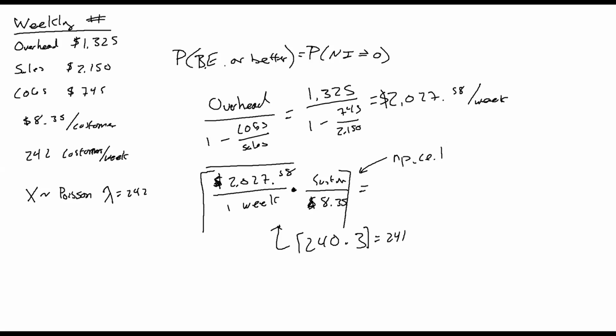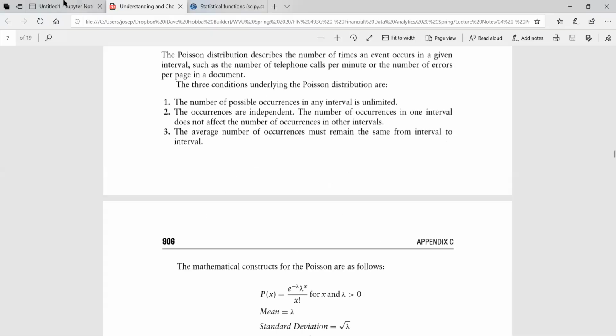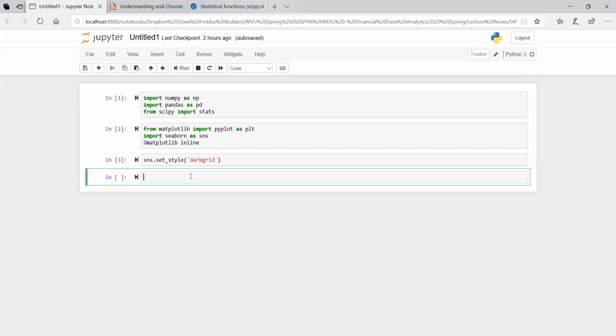All right, so now we know what we're going to do. Now let's actually do it in Python. So I'm going to go to a new share, and go to my notebook file. So now we can actually solve for the number of customers necessary to break even.